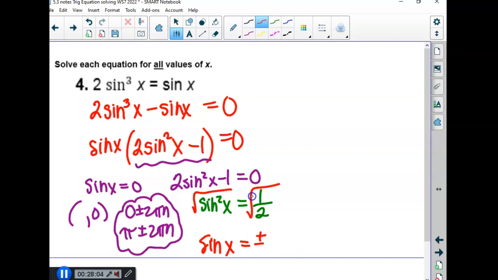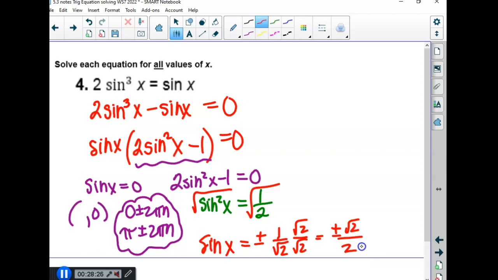Okay. Anybody know what that simplifies to? What's the square root of 1? 1. What's the square root of 2? Square root of 2. What do you have to do to rationalize that? So it becomes plus or minus square root of 2 over 2.